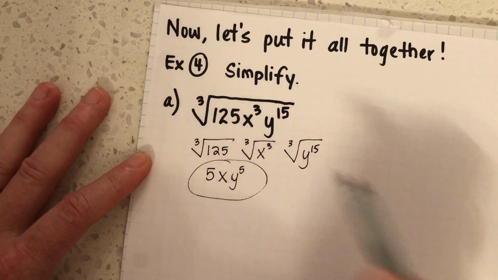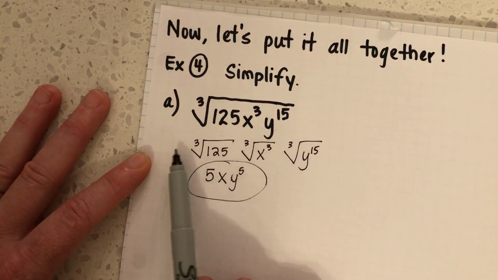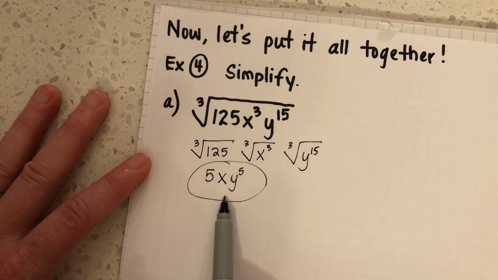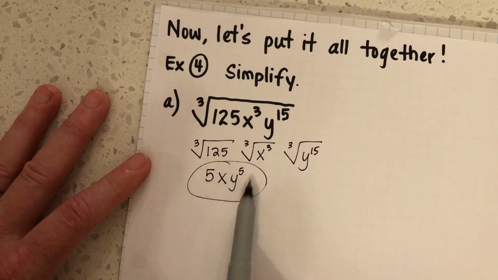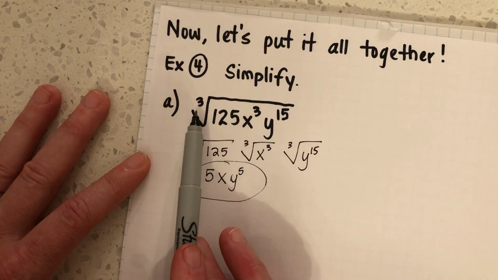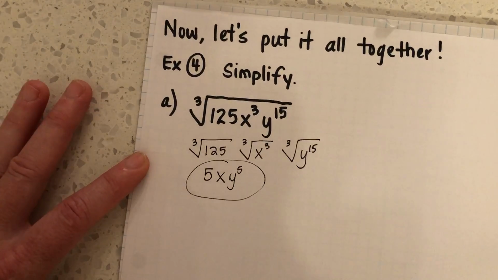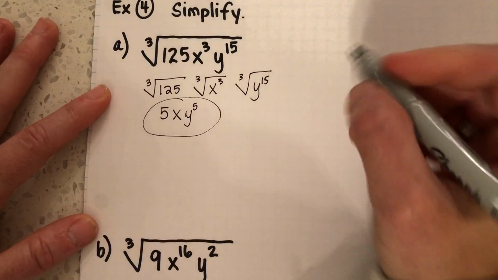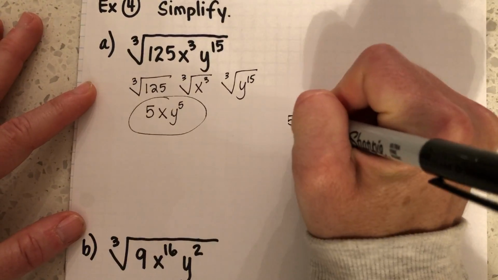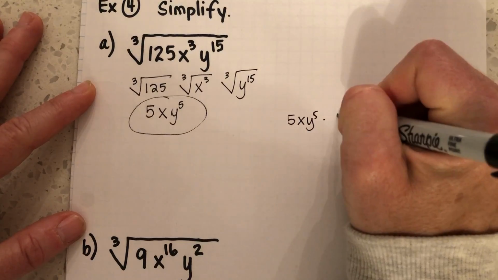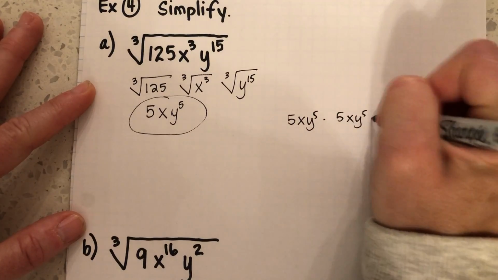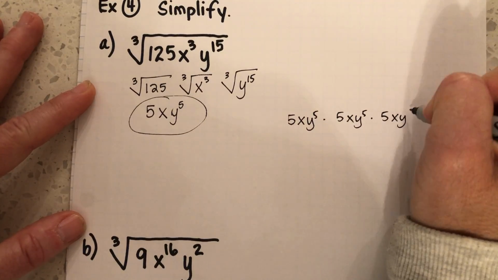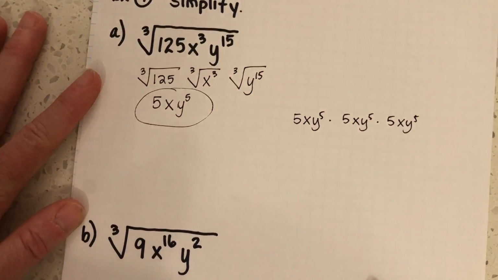And now, because everything was a perfect third power, nothing is stuck under the radical. That's just your answer. This times itself 3 times will equal that, okay? All right, and again, you can prove it. This times itself 3 times will equal that. So 5x y to the 5th times 5x y to the 5th times 5x y to the 5th, right? This times itself 3 times.